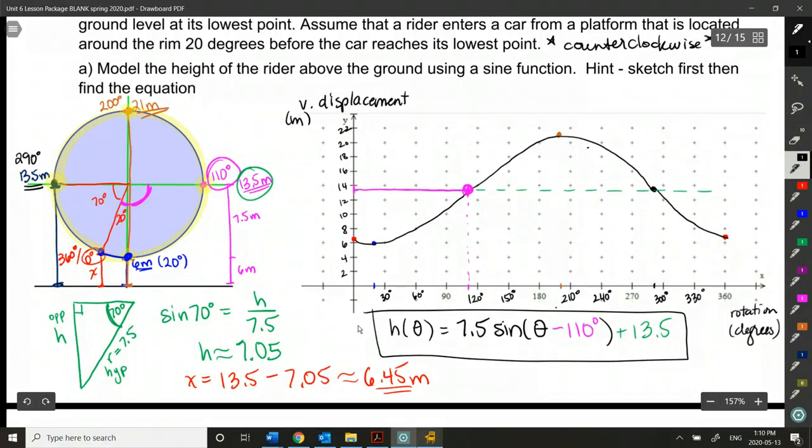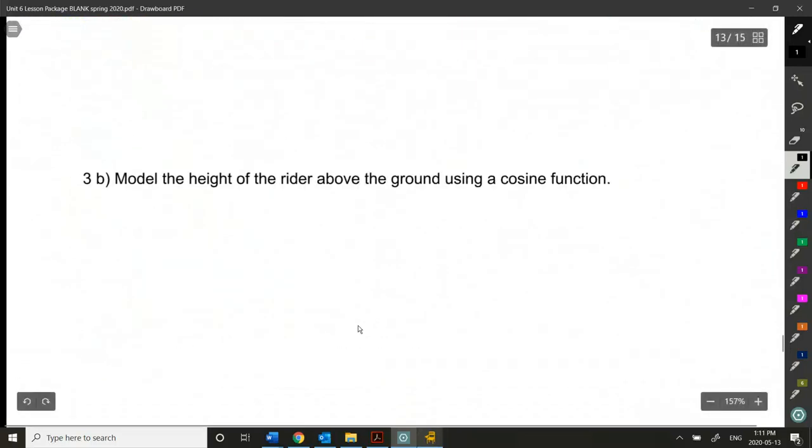So there is a sine function. You can use h of x, you can use v of x, whatever, it doesn't really matter. Or you can even just say y equals, and then you can use the variable x here. That's totally fine. But in applications, sometimes we like to say height at rotation theta, or something that actually relates to the application itself.